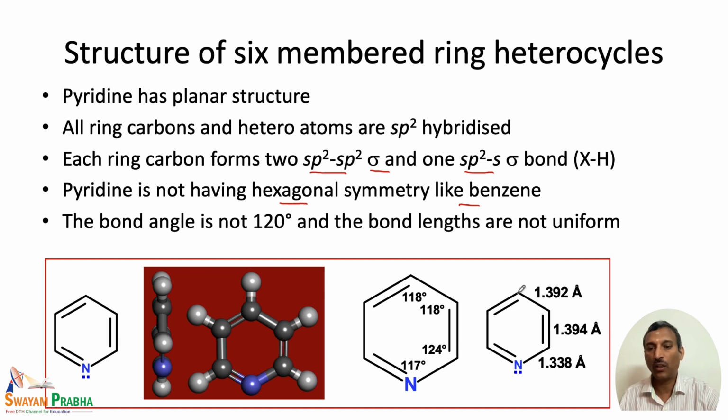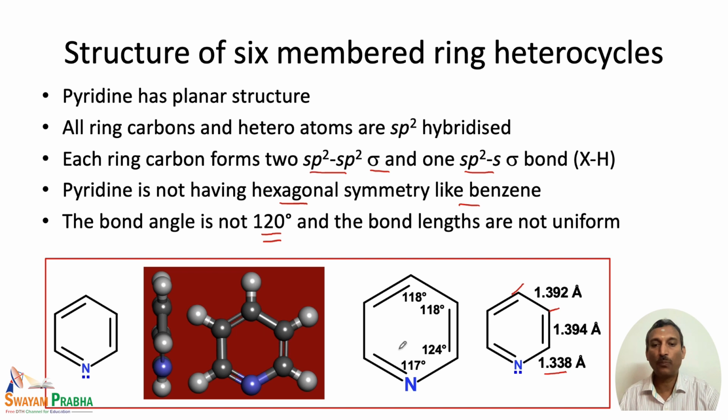If you look at the bond between these two carbon atoms, this is 1.392 angstrom unit, and between carbon and nitrogen, if you look at it, is only 1.338 angstrom unit. So, that means there is a difference between the bond length, which tells that this compound is no longer hexagonal in nature. And of course, if you look at the bond angle also, in the case of benzene, we have all the bond angles at 120 degree.